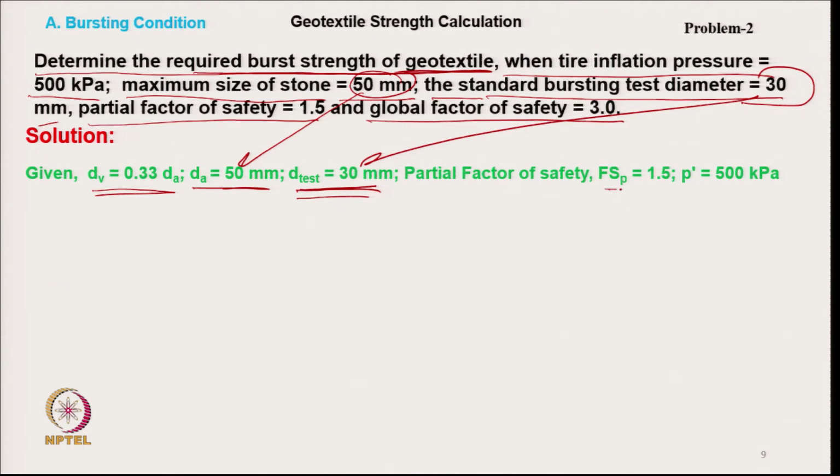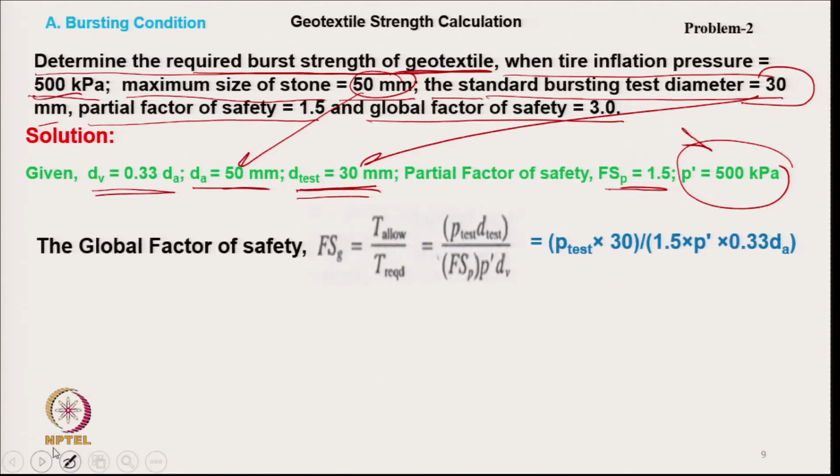Partial factor of safety is given as 1.5 and P dash, that is the tire inflation pressure, is given. So, the global factor of safety, we know, is T allowed by T required. This is the equation for the global factor of safety. Here we have to calculate the P test.